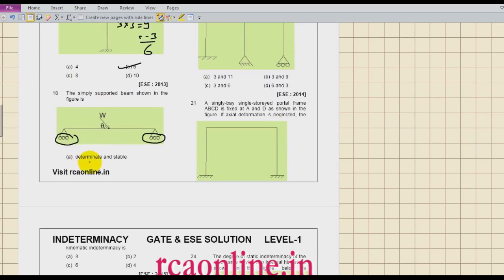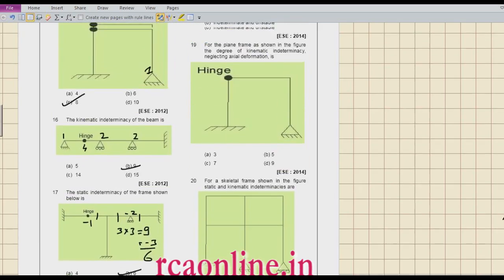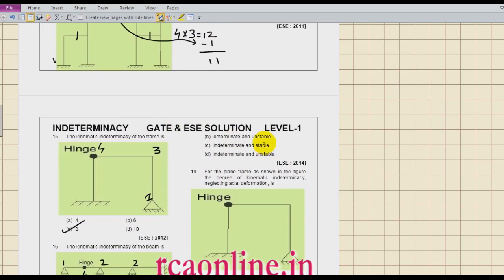So first, it is determinate and stable. No, it is determinate but it is unstable because of the roller. Okay, so this is not the right answer. Now come to the second. Determinate and unstable. Yes, this is right. Let us read another two. Indeterminate and stable. No, it is not indeterminate. Indeterminate and unstable. How can it be possible? So the right answer is B.